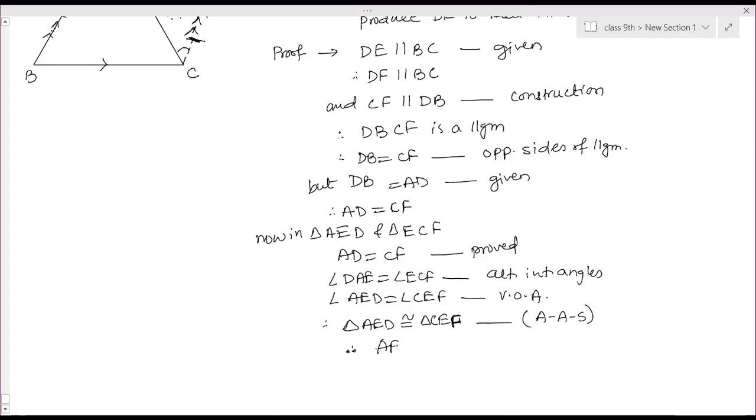and therefore AE is equal to EC by CPCT, and therefore E is midpoint of AC. Clear?